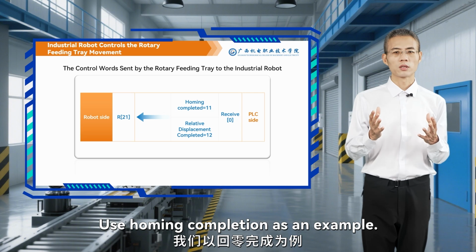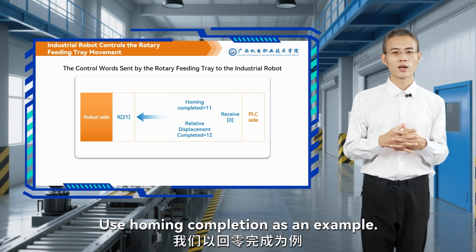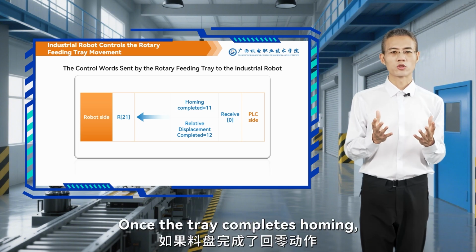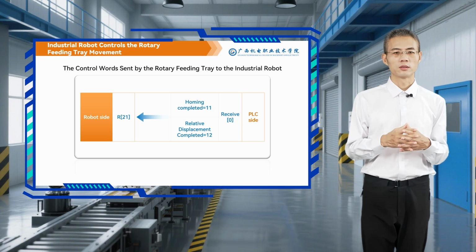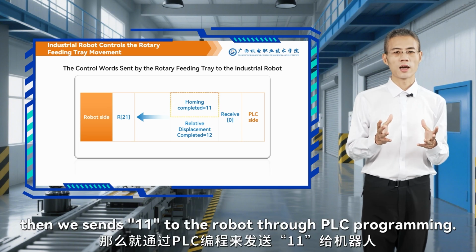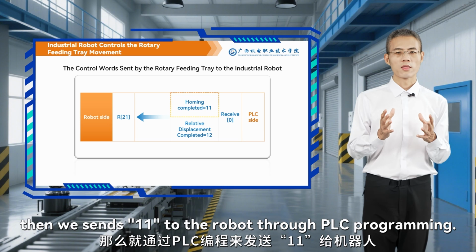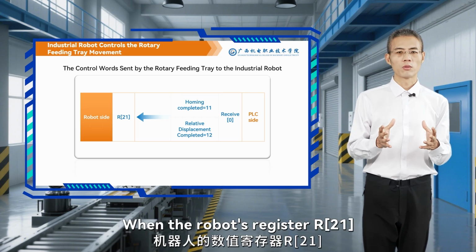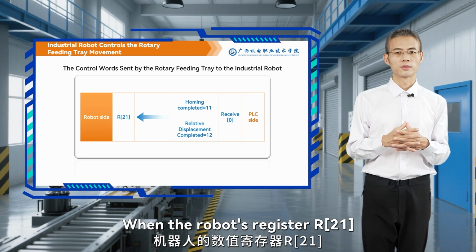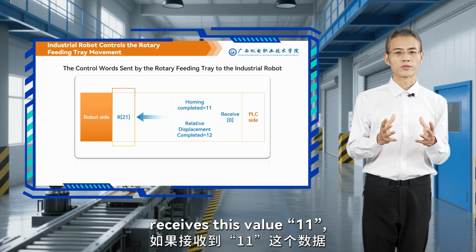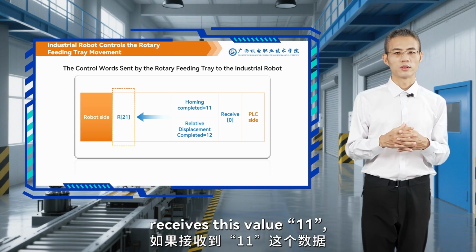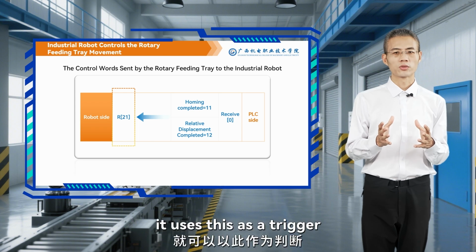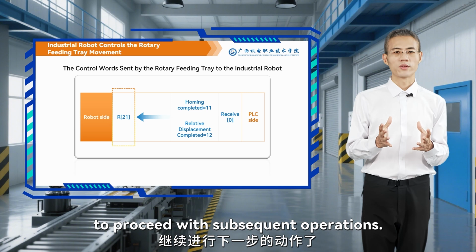Use homing completion as an example. Once the tree completes homing, we send 11 to the robot through PLC programming. When the robot's register R21 receives this value 11, it uses this as a trigger to proceed with subsequent operations.